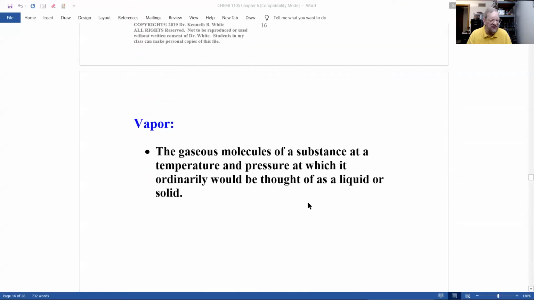All right, now there's something we call vapor. Vapor is gaseous molecules of a substance at a temperature and pressure at which it would ordinarily be thought of as a liquid or solid. Right now, if you were to go outside, you'd feel the water vapor, which we call moisture, in the air. The air outside of my house is at a temperature where water will not boil. Same thing with you. I hope it never gets that hot. We'd probably be dead then. Never mind, don't think about that.